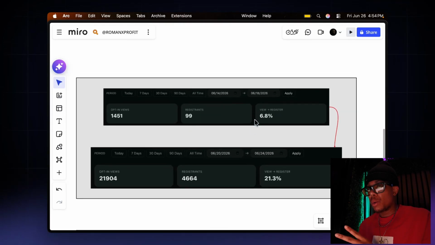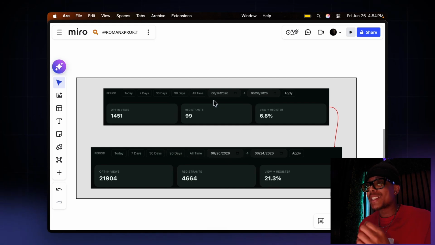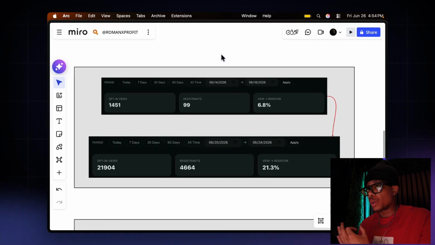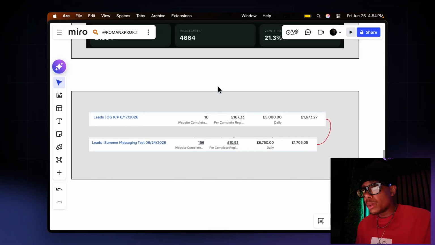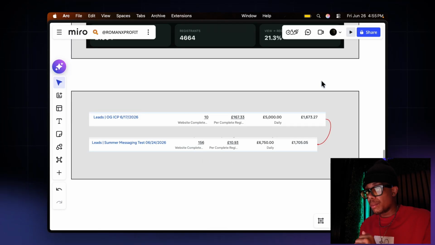Then 2 days later, we made all of the changes. From the 20th to the 24th, we were running the ads, and we had a 21% opt-in rate, 4,600 registrants, and 21,000 opt-in views. This one change that we made by following the rule of congruency allowed us to triple our opt-in rate. Not only that, but it also dropped our cost per result by, I don't even know the math for that. Yeah, it dropped our cost per result 16 times lower than before.